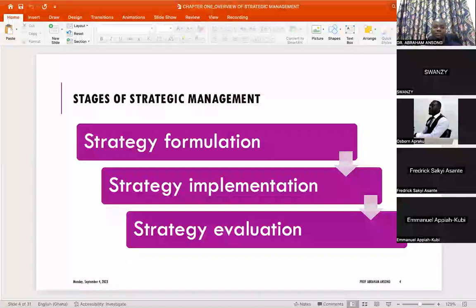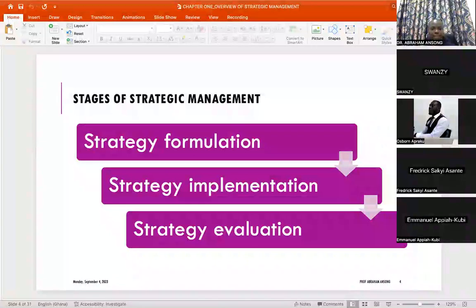Strategy implementation: what do we have to know when it gets to the execution of the strategy that we formed? It is deemed to be the most difficult aspect of strategic management, because normally the strategy formulation will be taking place in offices, in hotels, in conference rooms with air conditioning and so on. But the execution calls for the actual work that must be done in order to implement the strategy that has been formulated.